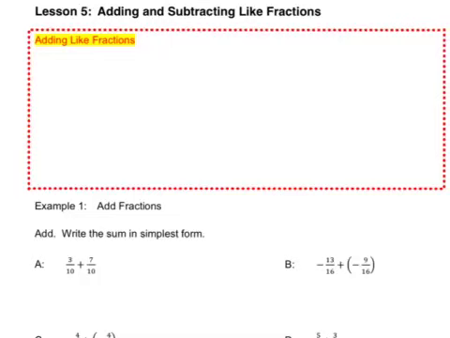All right, for Chapter 5, Lesson 5, we are going to add and subtract like fractions. Like fractions just means that they have the same denominator.